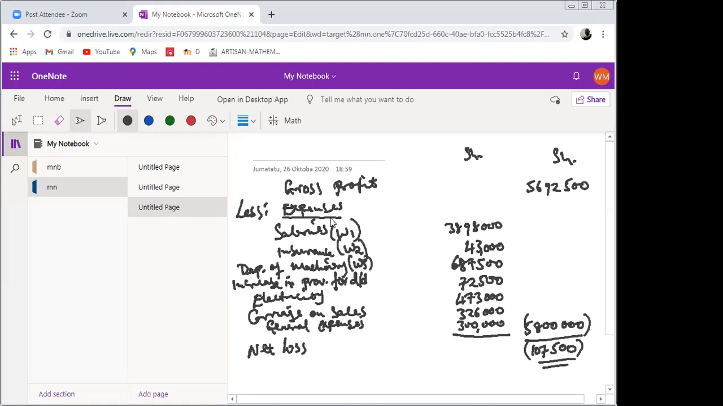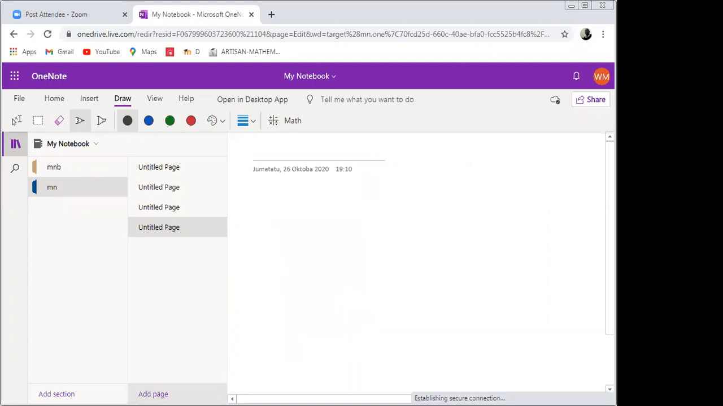Important points to remember: under the expenses, don't include assets. Let it be expense. Anything that you spend money on, that is not a fixed asset. Once you get it, it's okay. We can go to the statement of financial position.